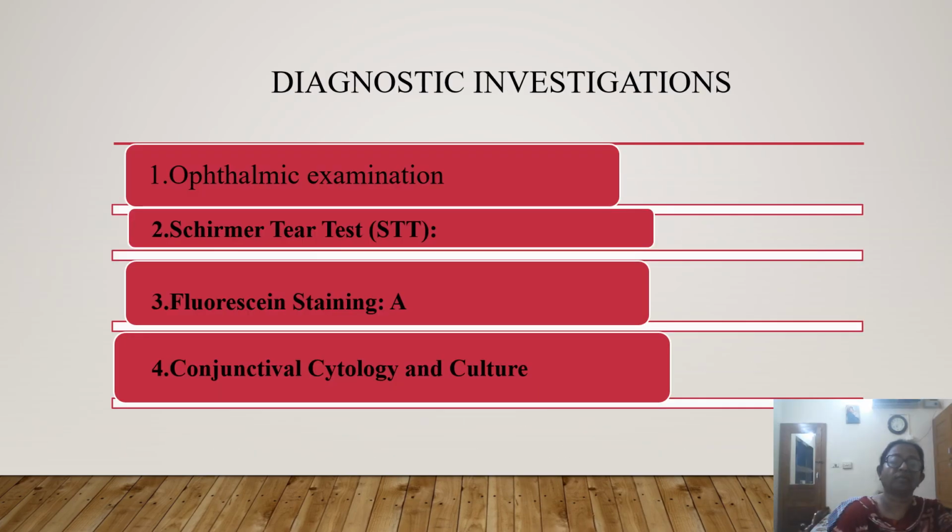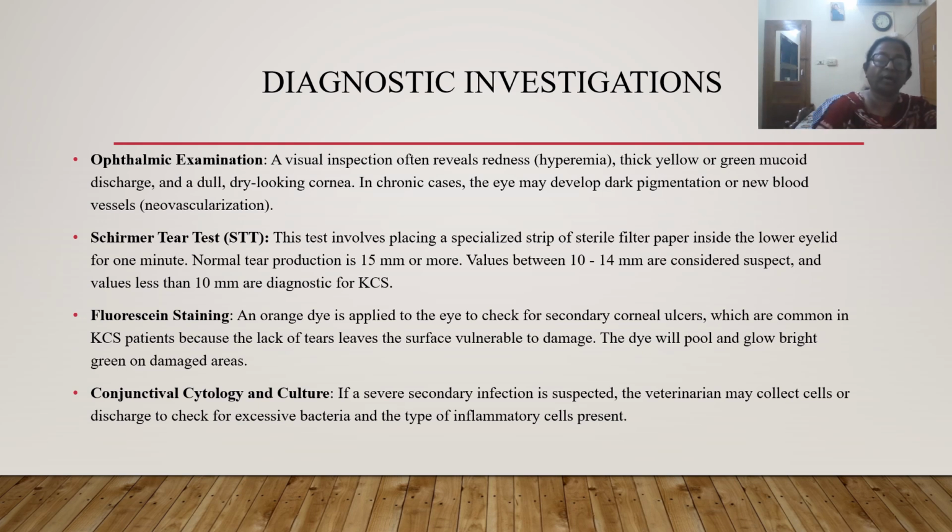Diagnostic investigations are: first, ophthalmic examination, eye examination; then Schirmer tear test, fluorescein staining, and conjunctival cytology and culture. Diagnostic evaluations in detail. Ophthalmic examination: a visual inspection often reveals redness or hyperemia, thick yellow or green mucoid discharge, and a dull, dry looking cornea.